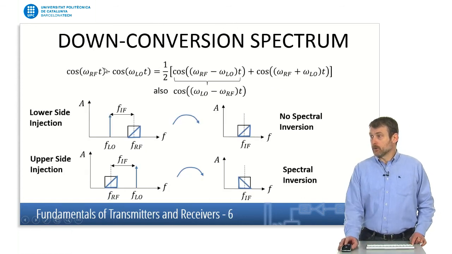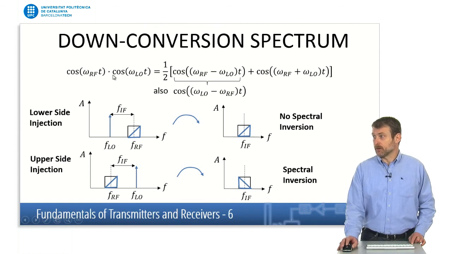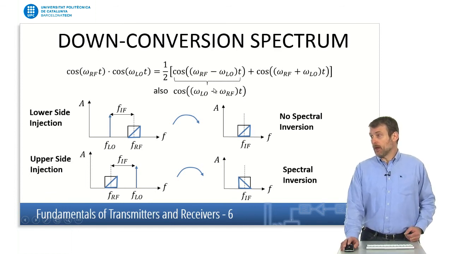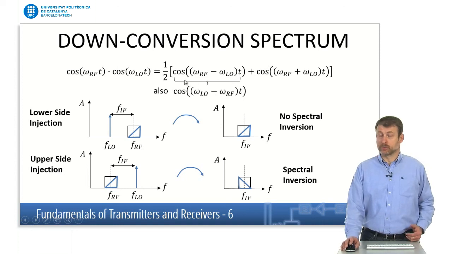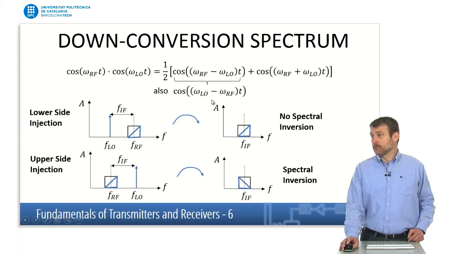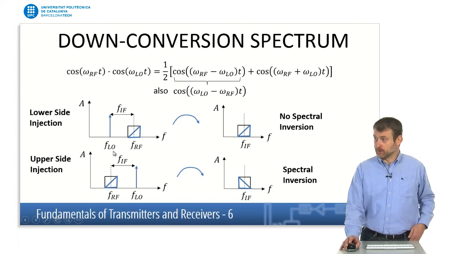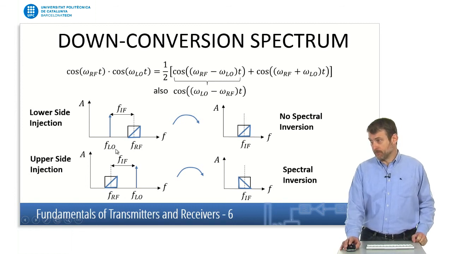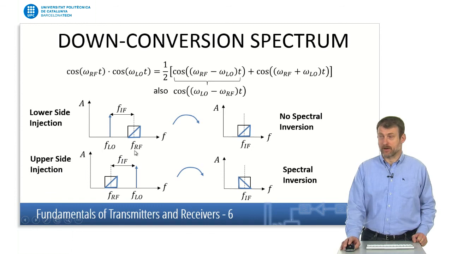Now, as you recall from the previous slide, I said that the trigonometric identity that we were using is this one over here, and that we were using this term. This is the term that we are retaining in the filtering in our receiver. And you remember that I mentioned that the argument of this cosine may be positive or negative. That means that we have two options for placing the local oscillator with respect to the RF.